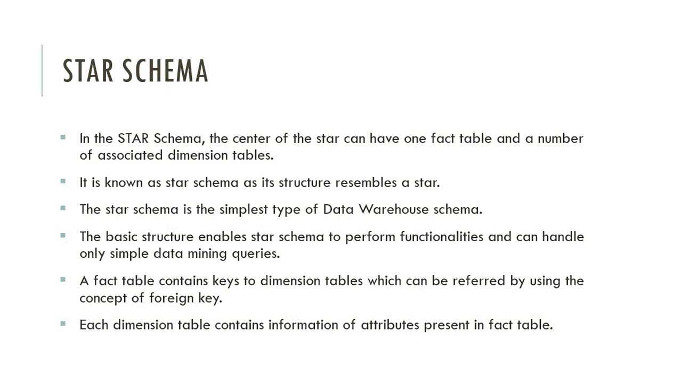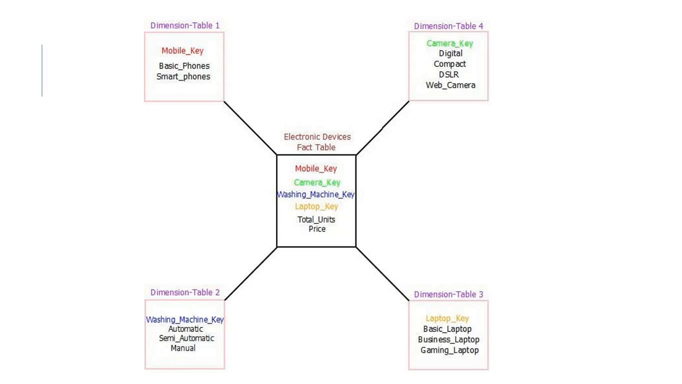So let's understand this with one example. Suppose there is one fact table, electronic device, and 4 dimension tables for mobile, camera, laptop, and washing machine. As I said, the fact table contains the primary keys of the dimension tables. So the fact table contains a mobile key, camera key, washing machine key, and laptop key. These are the primary keys of the dimension tables, and also its own facts, which are the total units and price. So now you can see that the shape is just like a star. That's why the name is star schema.